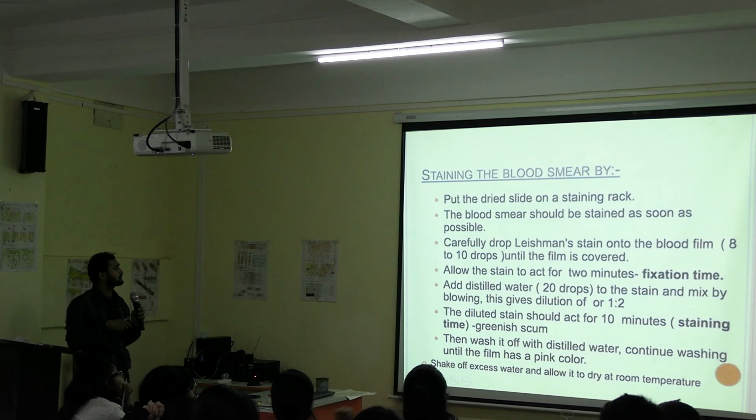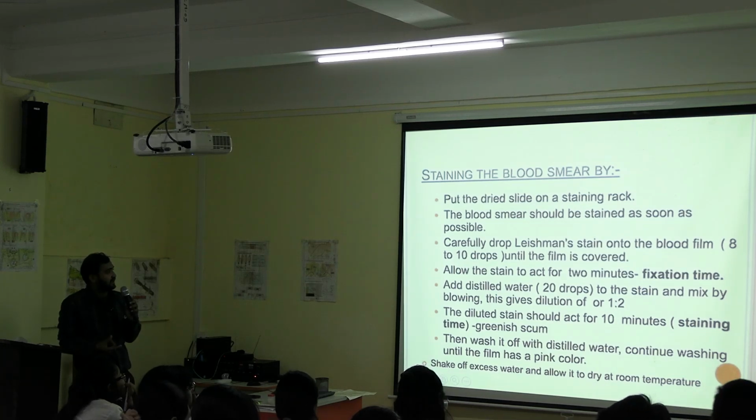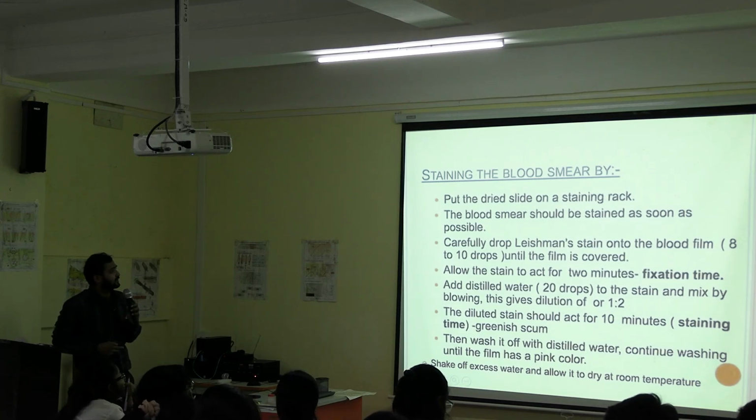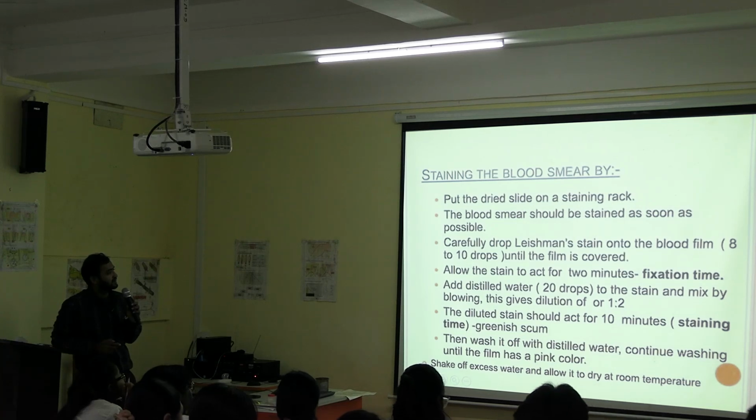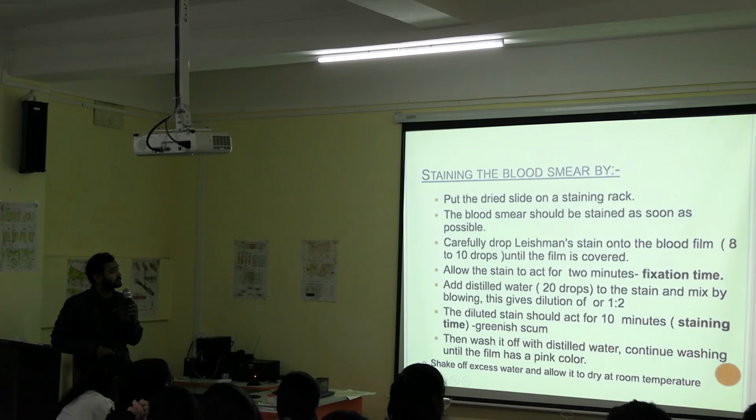So about the staining. In staining the blood, put the dry slides on the staining rack. So you air dry it and put it on the staining rack. Then the blood smear should be stained as soon as possible. Carefully drop the Leishman stain onto the blood film, at least 8 to 10 drops, until the film is covered. The smear, wherever it is located, should be covered. So give 8 to 10 drops, and then wait for 20 minutes.